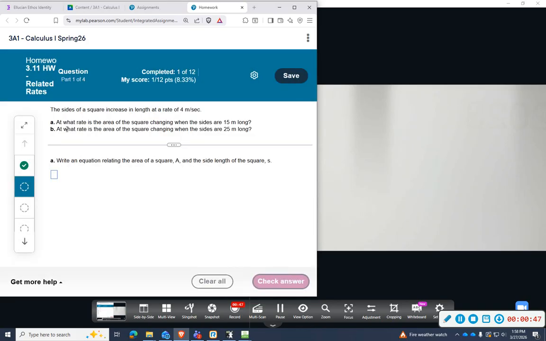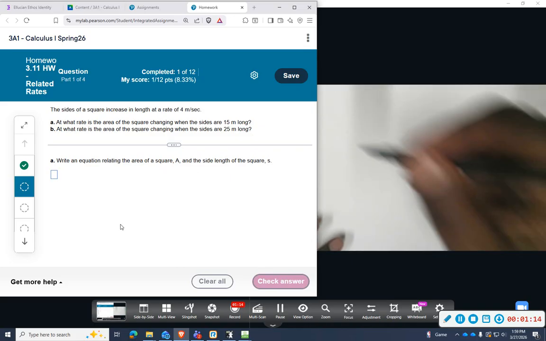And then number two, it says the sides of a square increase at a rate of 4 meters per second. We have two parts. At what rate is the area of the square changing when the sides are 15 meters long, and at what rate is the area of the square changing when the sides are 25 meters long? So 15 and 25. All right, so first we need to know the formula for the area of a square.